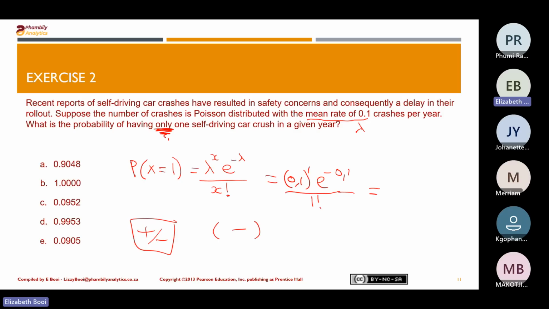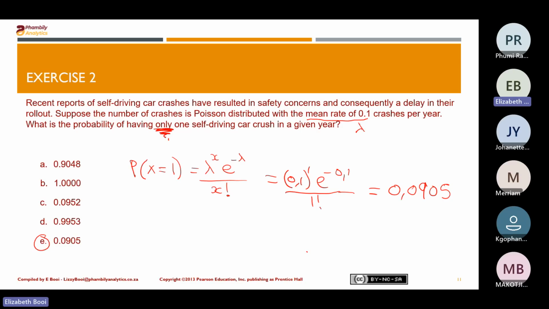Divide by 1 factorial will be a factorial. It is x factorial on Casio or n factorial on a Sharp calculator. You need to be able to locate and know where all your signs are on your calculators. Okay, and the answer there will be 0.0905 if I leave it to 5 decimals. And the answer would be option E.